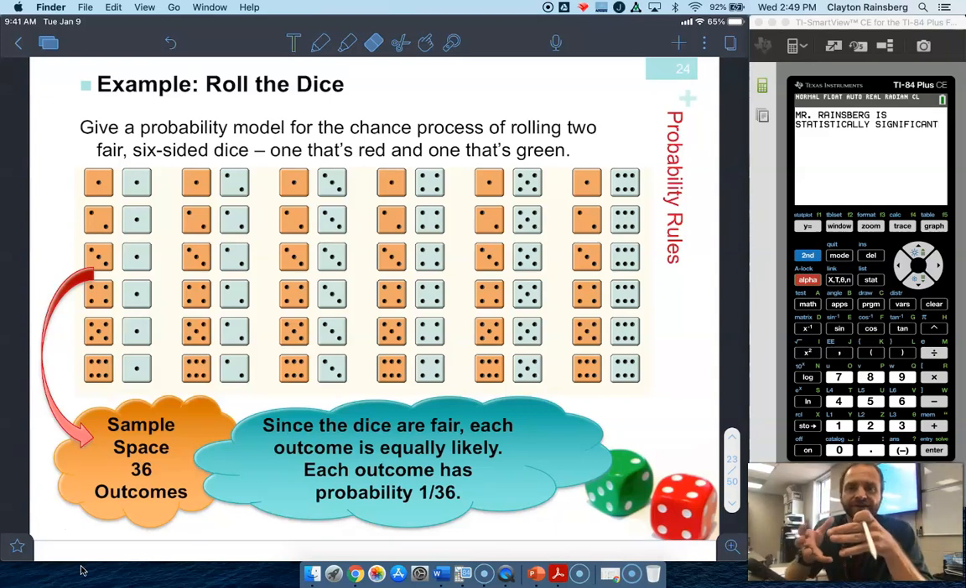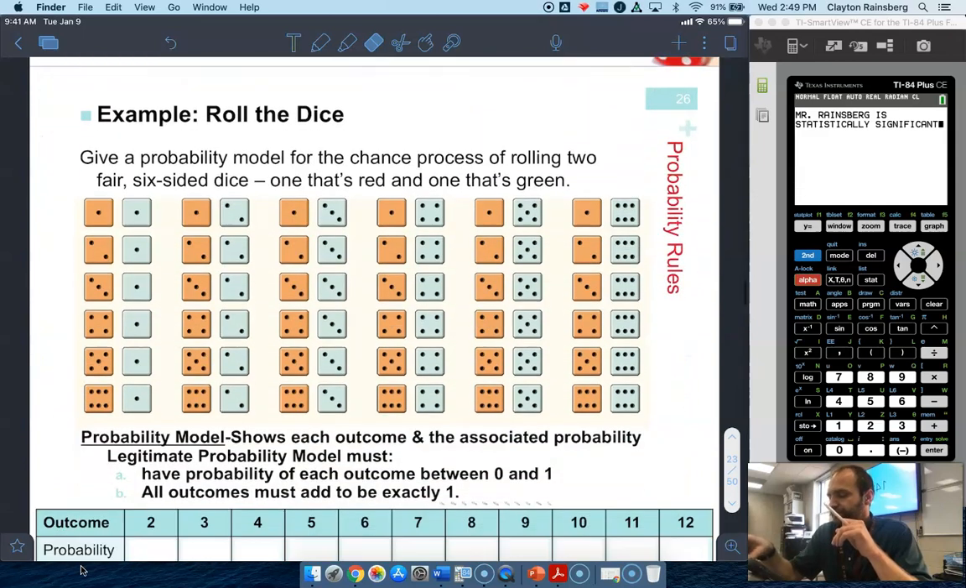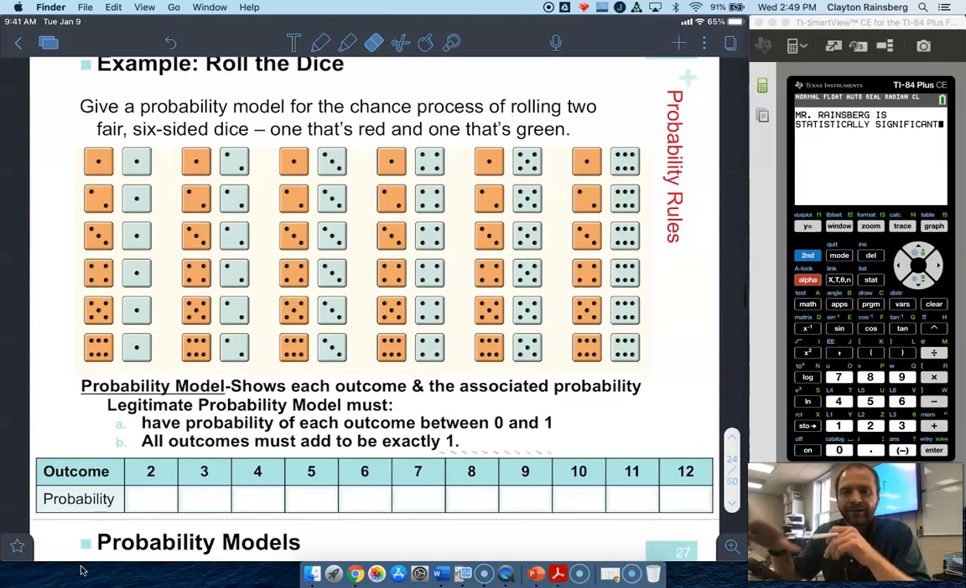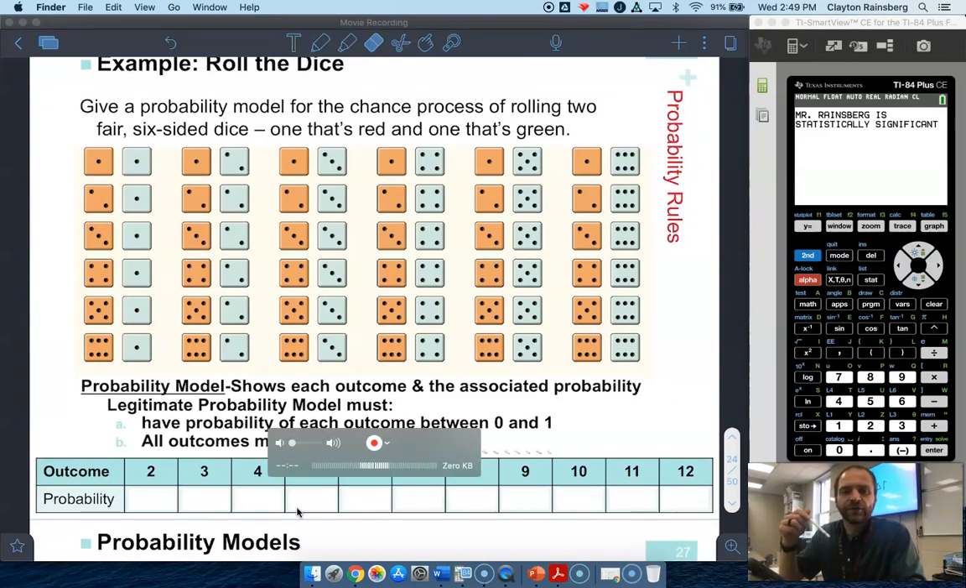So this one shows us the event occurring of rolling 2 dice and getting the outcomes of it. Now, if we want to do a legitimate probability model, remember, a probability model lists out the probabilities involved in each one. You can see I have these blank spaces for you here. That's going to create a probability model.